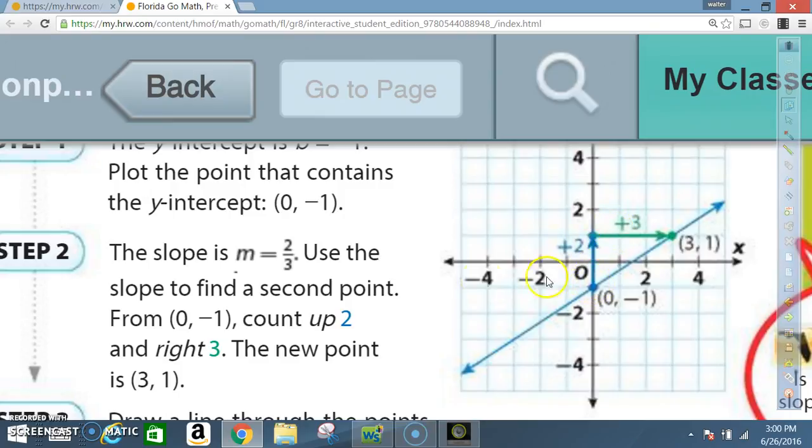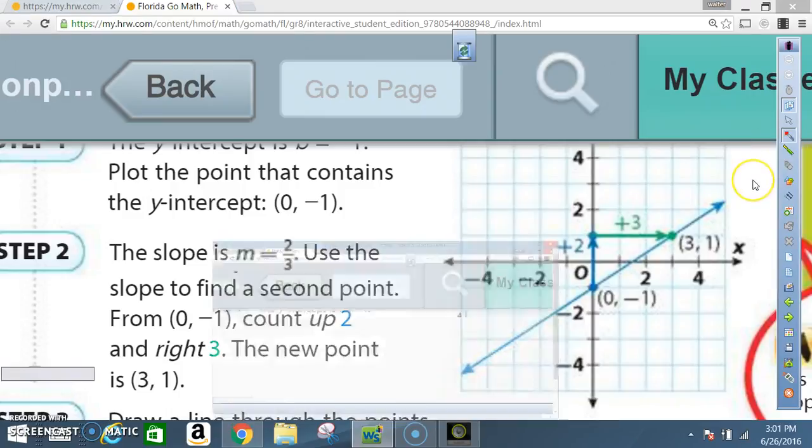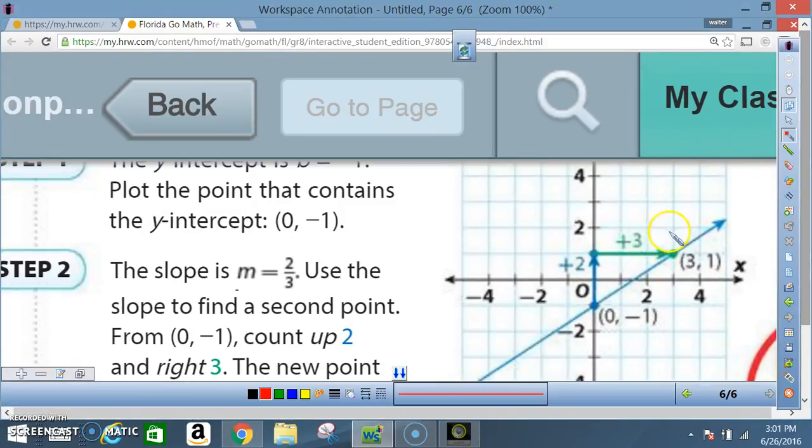Once again, rise over run. Slope, 1, 2, over 3, 1, 2, 3. That's your next point. Now, if you had to get another point, you would go 1, 2, that's the rise, and then 1, 2, 3. Right there would be your next point. Once again, rise, 1, 2, run, 1, 2, 3. So your next point will be right there. And notice how that point is directly on that line.